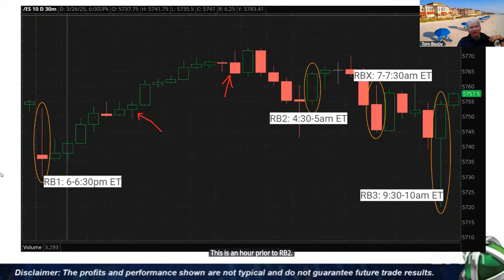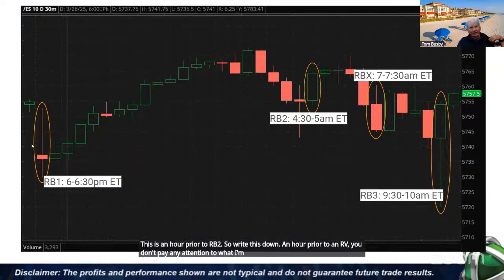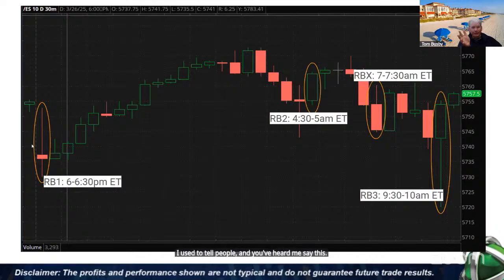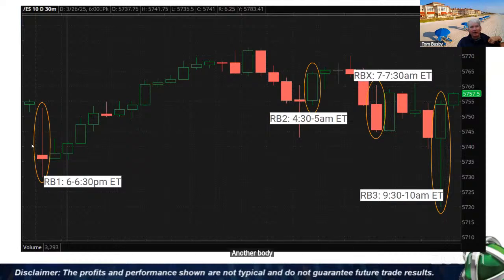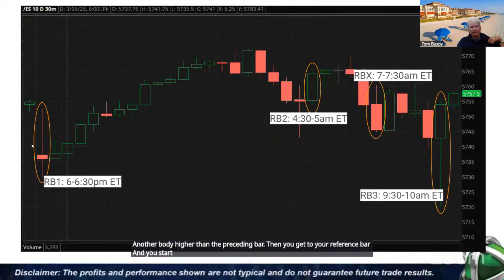So write this down. An hour prior to an RB, you don't pay any attention to what I'm teaching you right now. You wait. I used to tell people, and you've heard me say this, if you can tell time, I can teach you to trade. Well, you got to know the reference bars. That happens at 5 in the morning. You might not have been up. But let's assume you were. So you come down to RB2, and now you've got another body higher than the preceding bar. Another body higher than the preceding bar. Then you get to your reference bar, and you start getting noise. Everybody see that?